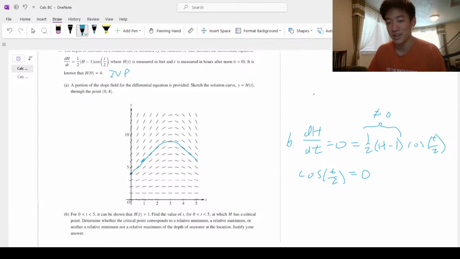And indeed, if you look at the unit circle, cosine of pi over 2, which is right here, is indeed equal to 0.